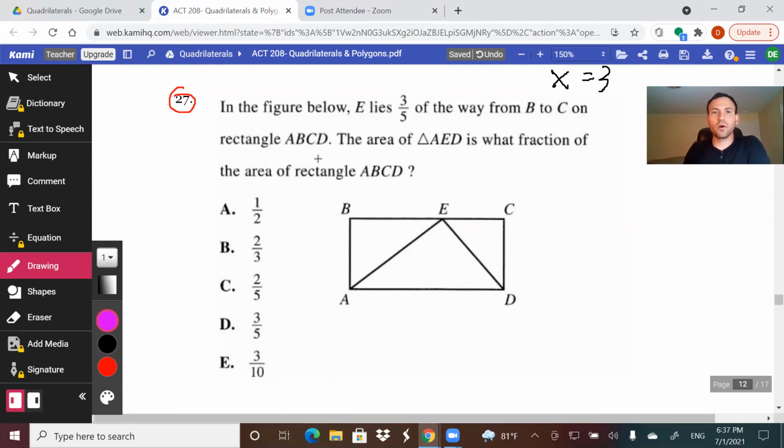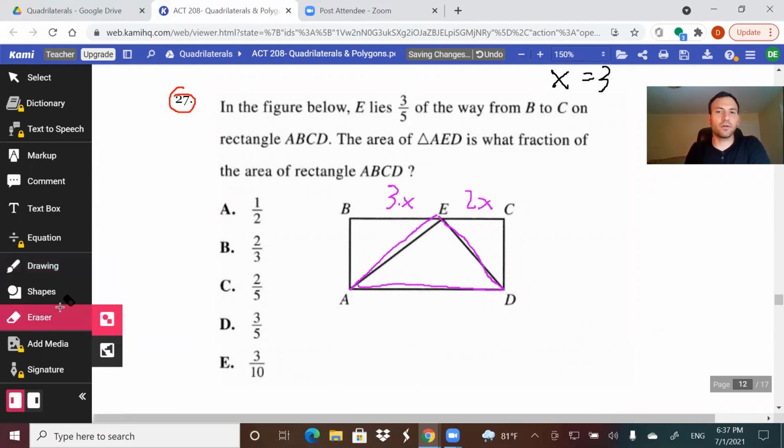All right, so in the figure below, E lies 3/5 of the way from B to C. Okay, so like if this were 3x, this would be 2x, right? And then the area of AED is what fraction of the area of the entire rectangle. So the area of this triangle is what fraction of the entire rectangle. Okay, real easy way to do this.